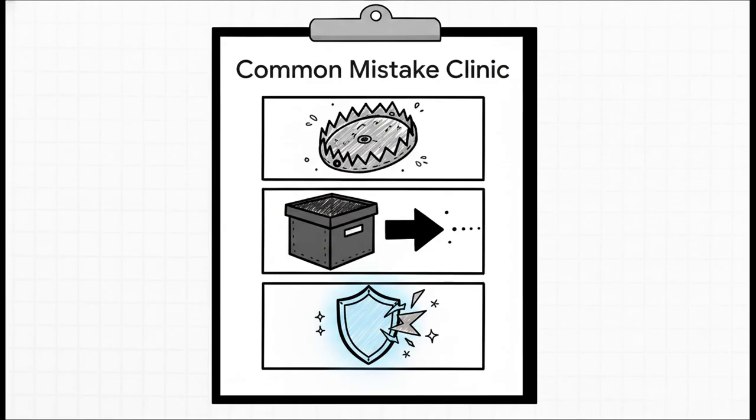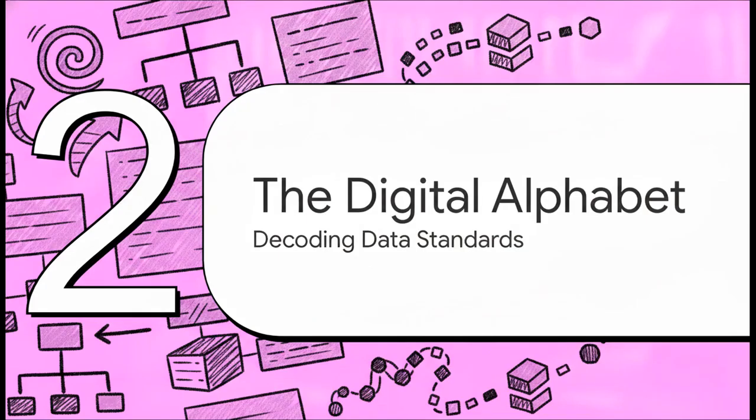And finally, a quick bonus trap. Never confuse validation, which checks if data is sensible, with verification, which simply checks if it was copied correctly. Master these and your syntax is going to be bulletproof. Moving right along, let's look at decoding the digital alphabet.